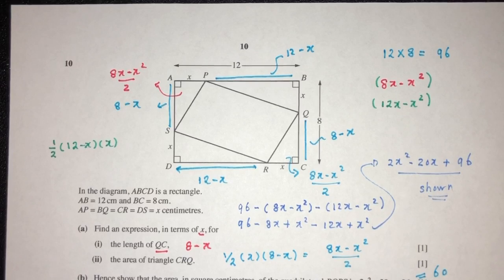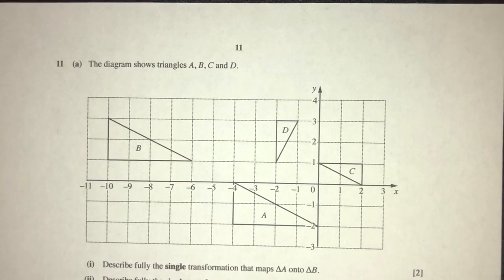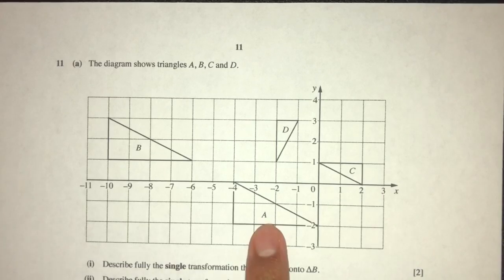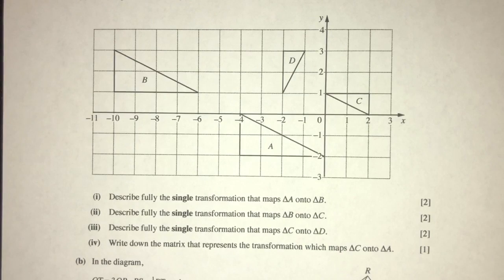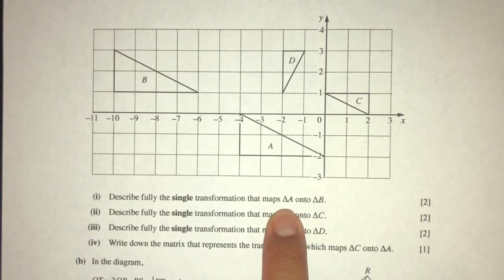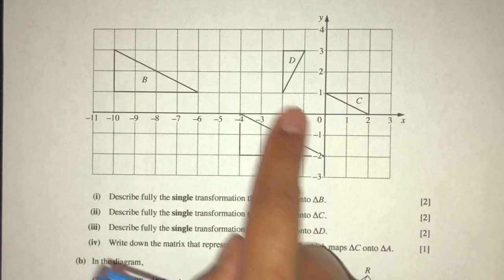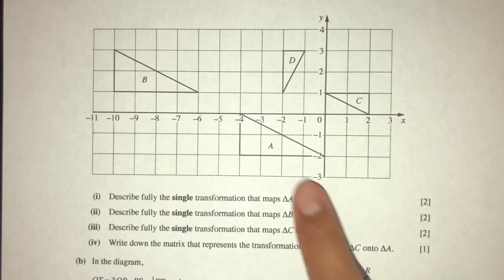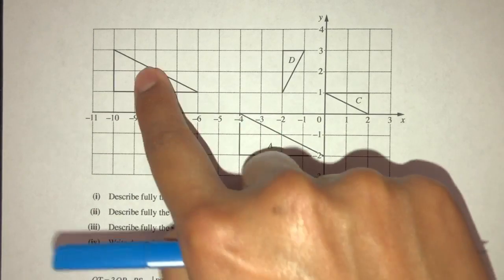And that is question number 10. So let's move on to question number 11. The diagram shows triangles A, B, C, and D. So A, B, C, and D. Okay, now part 1, we have to describe the transformation that maps A onto B. So A onto B. As you can see, A and B are of the same size. It seems to be a slide to B.